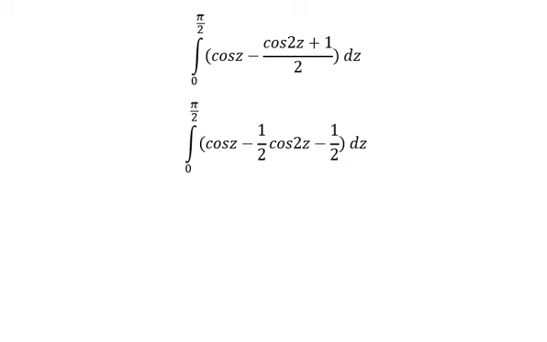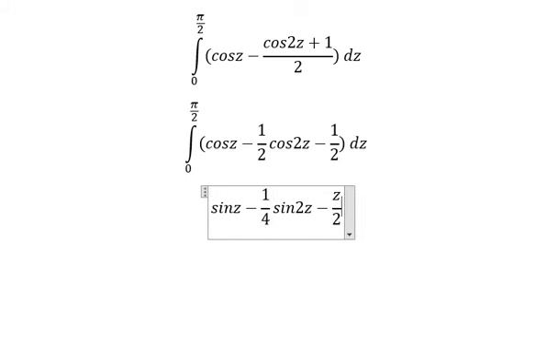The integral of cosine z, you get sin z. The integral of negative 1 over 2 cosine 2z, we will change into negative 1 over 4 sin 2z. And the last one is z over 2. And we put the bounds from 0 to pi over 2.